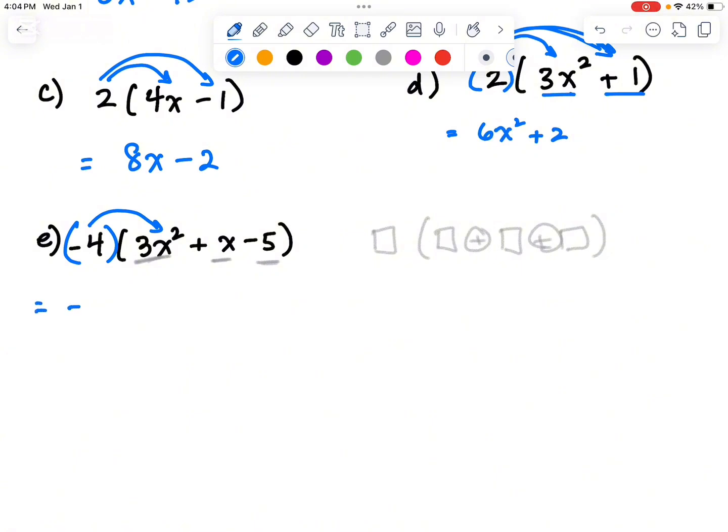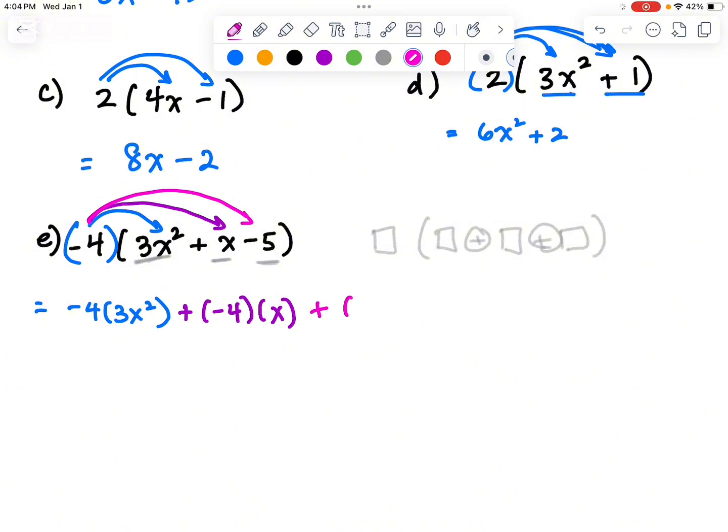I'm going to take my negative 4 times 3x squared. Now you can write out this step if you'd like, or you can do it in your head depending on your teacher, and negative 4 times 3 would give you negative 12x squared. But I'm going to write those steps out for anyone who might need it. The next one is negative 4 times positive x. So I'm going to do a plus negative 4 times x. I'm just going to link everything with a plus first and deal with the signs later. And then a plus my negative 4 times negative 5.